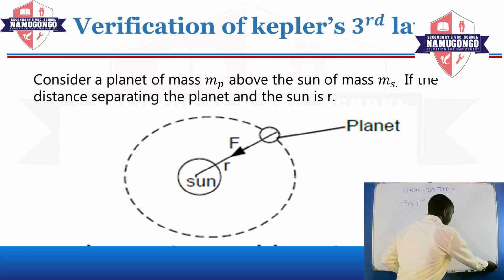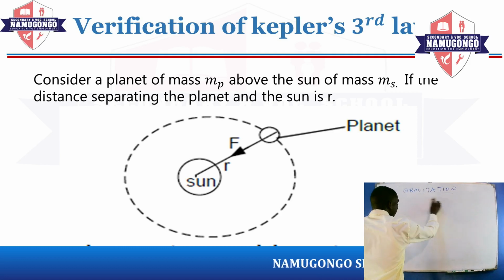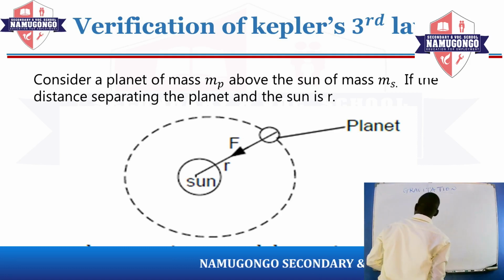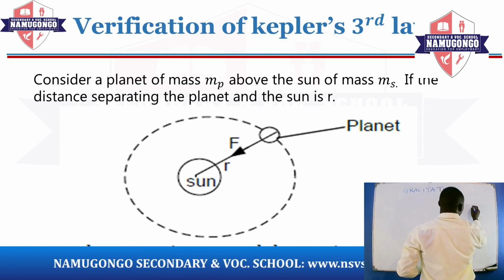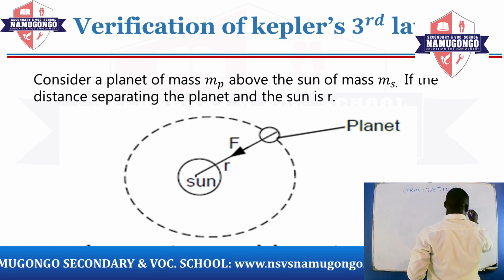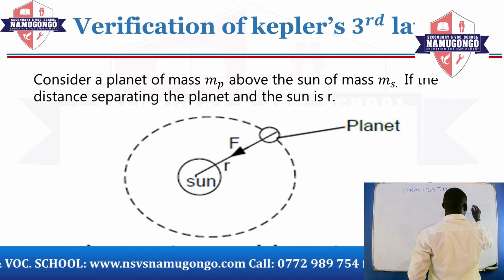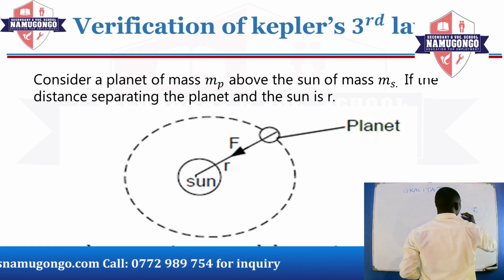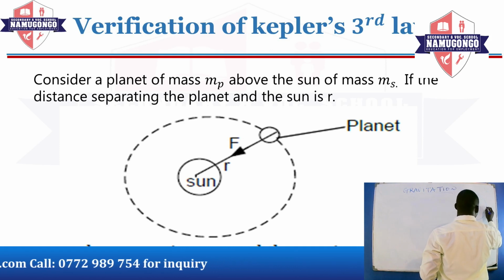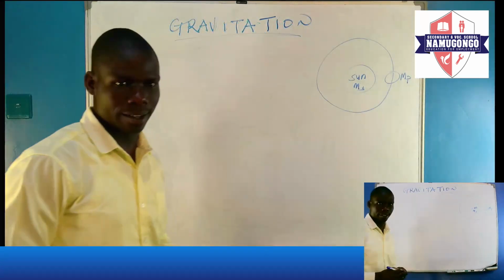We are going to consider a planet of mass mp moving around the sun. If this is the sun of mass ms, and we also have the planet of mass mp, the planet is somewhere here, of mass mp, moving around the sun.